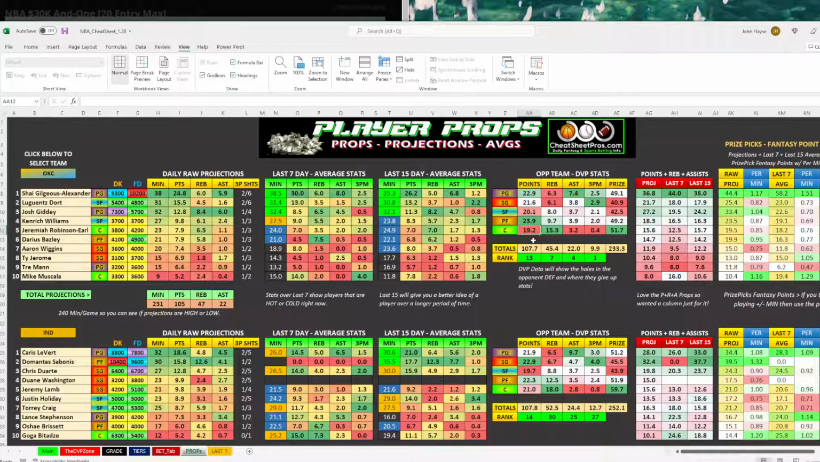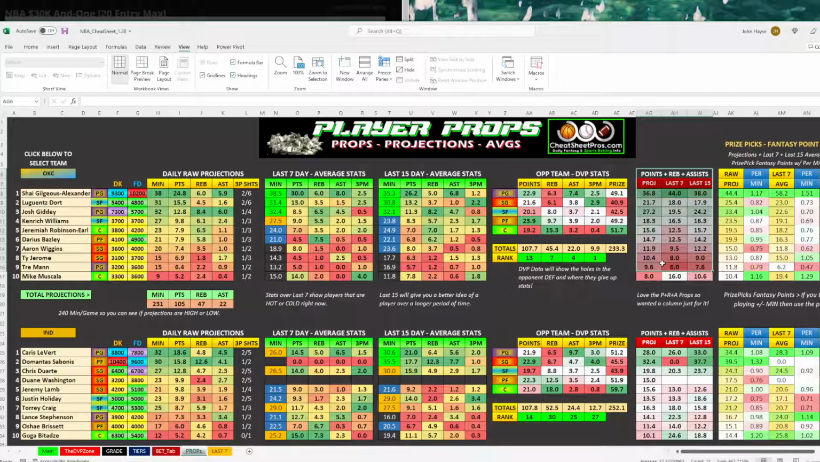Oklahoma City is facing Indy. Indy is not giving up a lot of points to the center position, but they give up a ton of rebounds. You know, they're giving up 15 rebounds per game to the center. So maybe the rebound prop for the Oklahoma City center is someone that you want to take a look at.